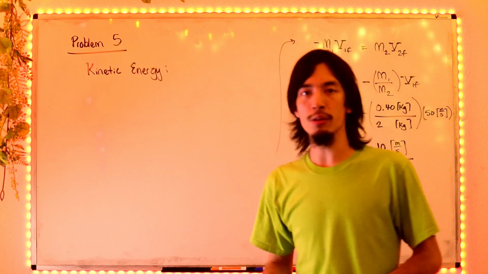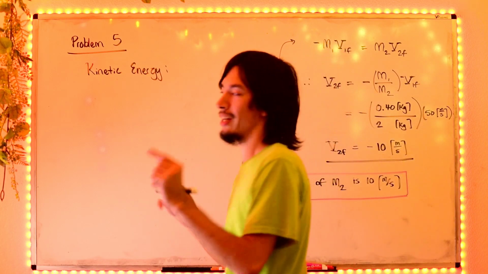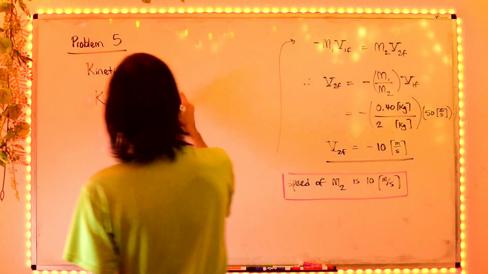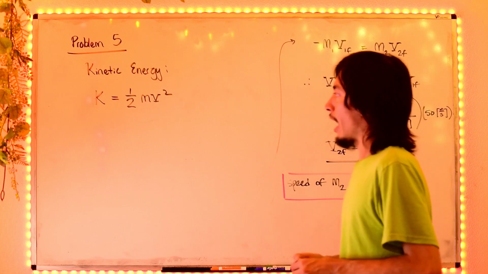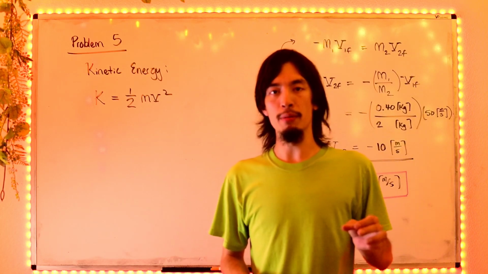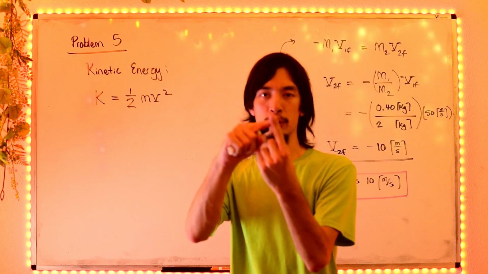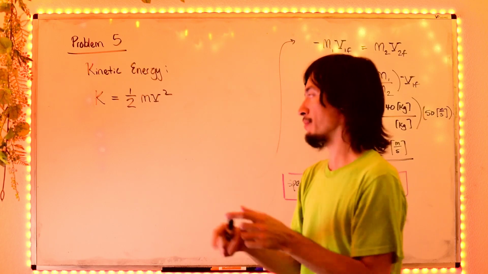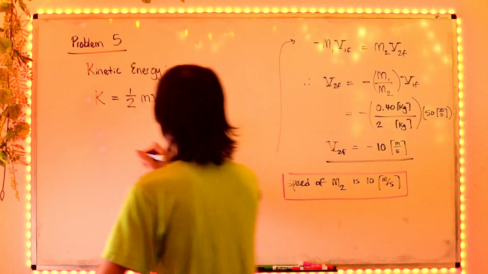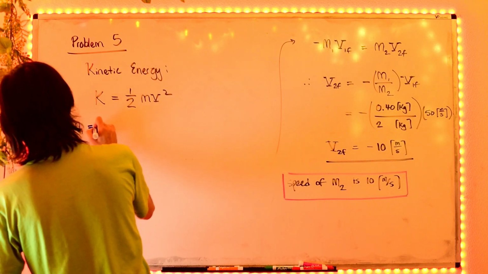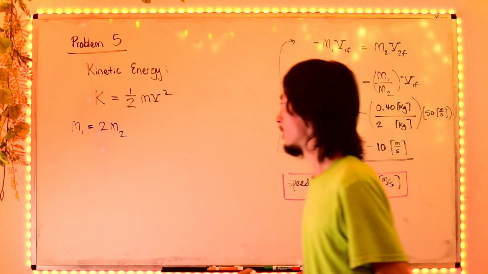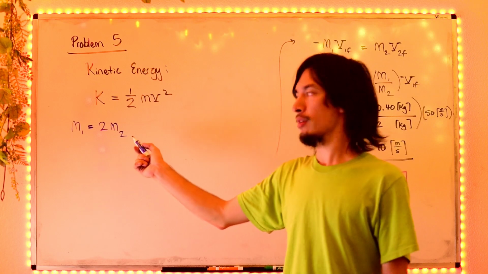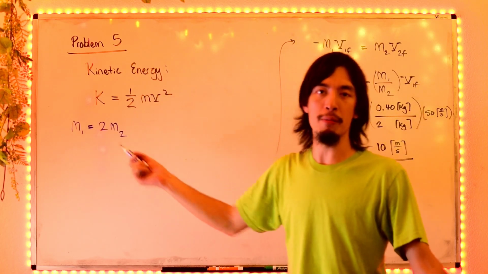Okay. Kinetic energy, we know, has one definition, which is K equals 1/2 mv squared. Now, in this problem, I tell you 2 statements. I tell you first that M1 has twice as much mass as M2. So I write that M1 equals 2 times M2. So for instance, if M2 was 5 kilograms, then multiplying by 2 gives you 10 kilograms for mass 1.